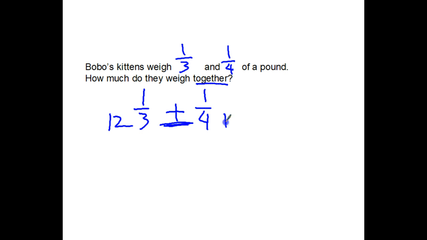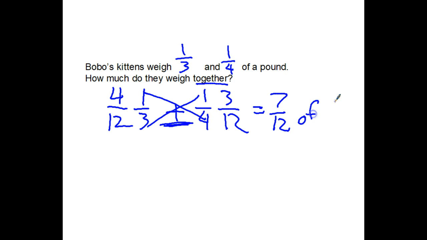3 times 4 is 12. 4 times 1 is 4. 1 times 3 is 3. So I have 4/12 plus 3/12 equals 7/12 of a pound.